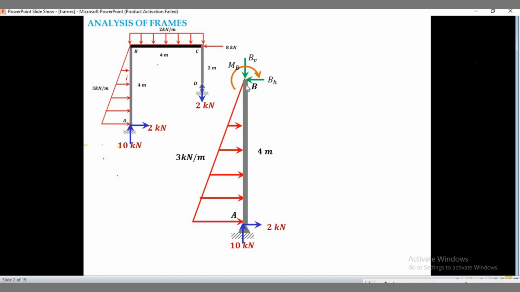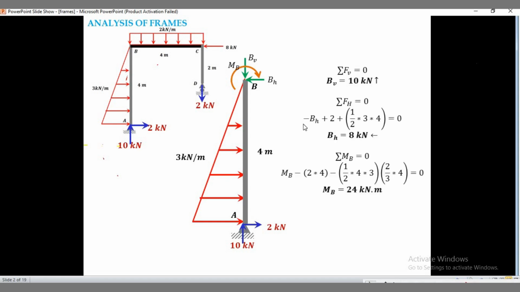Then, at point B, assume that as a pin. When we say pin, like in the beam, we have vertical, horizontal, and moment internal reactions. I'll name these reactions BH, BV, and MB. If I take summation of forces along the vertical axis, my BV is equal to 10 kilonewtons. Along the horizontal axis, my BH is equal to 8.